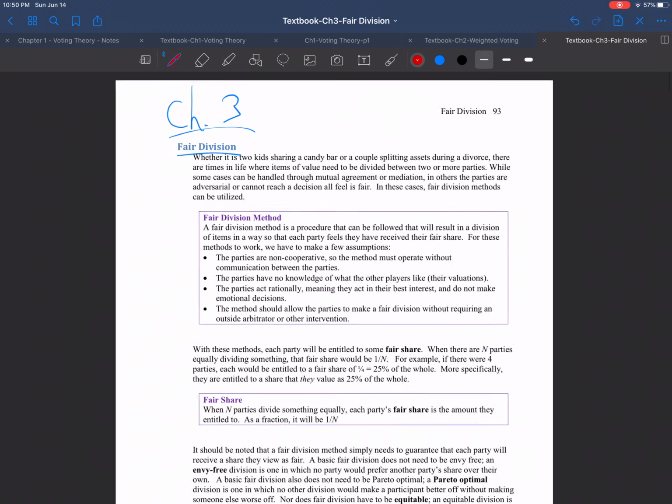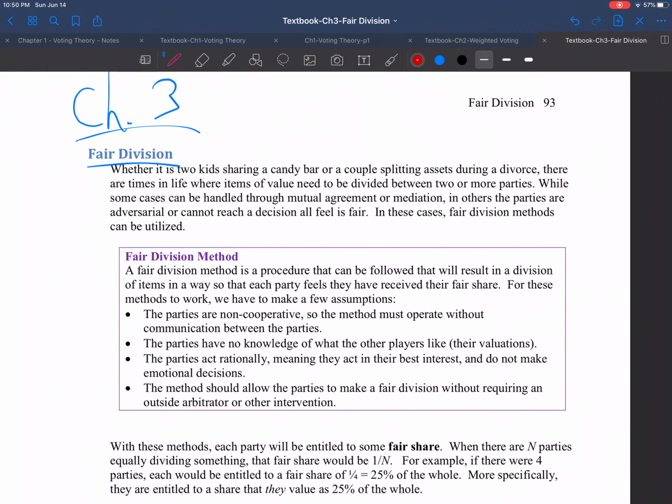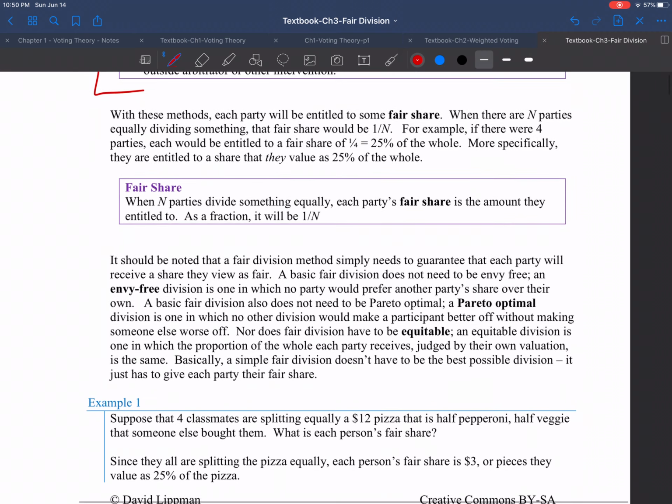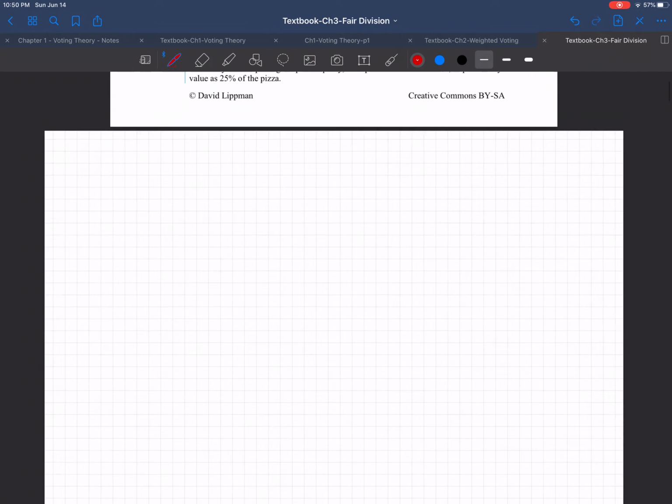Here's the textbook, our free textbook, and the author does an excellent job of listing out what's involved in the fair division method and some of the assumptions. But rather than do that with you, let me just jump in. I'm going to jump down here and tell you a story.